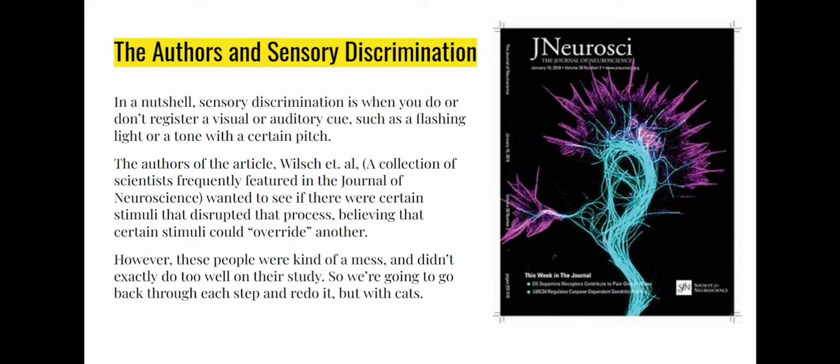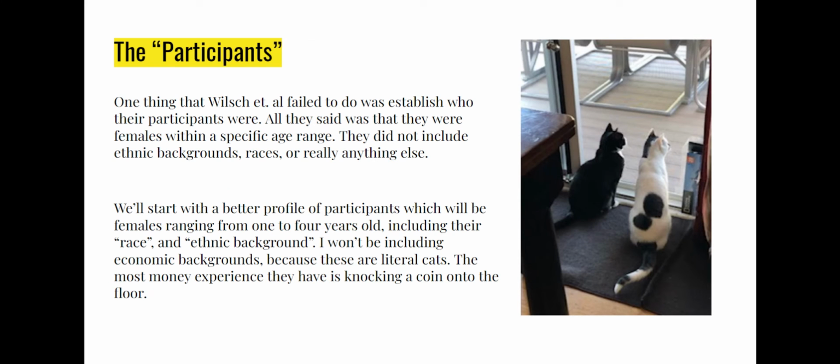So the authors of the article were Wilsh et al., which were just a group of scientists who were featured in the Journal of Neuroscience a few times. That's all the information I could really find on them. And they wanted to see if there were certain stimuli that disrupted the process, believing that certain stimuli could override or distract from another. These people were kind of a mess, and their experiment was also a mess, so I decided to kind of recreate it and redo it, but instead of people, I used cats.